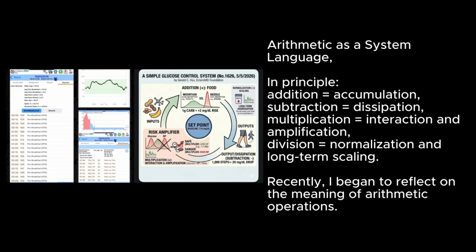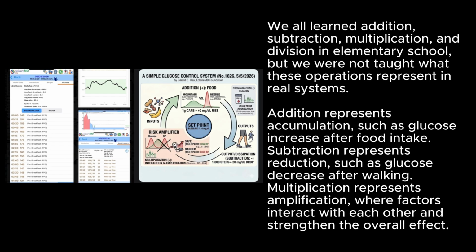Arithmetic as a system language. In principle, addition equals accumulation, subtraction equals dissipation, multiplication equals interaction and amplification, division equals normalization and long-term scaling. Recently, I began to reflect on the meaning of arithmetic operations. We all learned addition, subtraction, multiplication, and division in elementary school, but we were not taught what these operations represent in real systems. Addition represents accumulation, such as glucose increase after food intake.